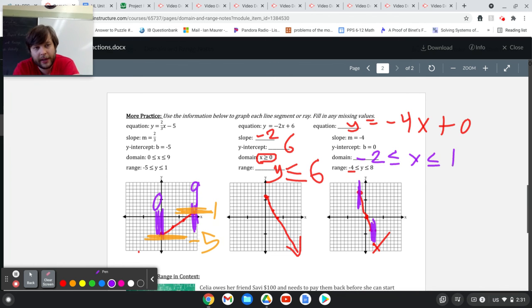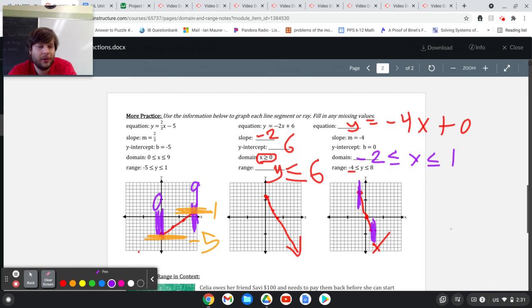You can double check that with the equation because it says y equals -4 times x. And if you go -4 times -2, you get 8. That's the endpoint of the range. If you do -4 times +1, you get -4. That's the other endpoint of the range.